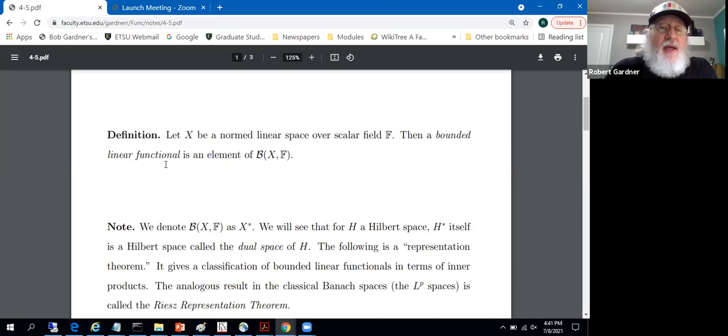But to formally define a bounded linear functional, for X a normed linear space with scalar field F, a bounded linear functional is a bounded linear operator where the output is the normed linear space, the scalar field. So we'd have to have something like absolute value on the scalar field, and we'd likely take the scalar field to be the real or the complex numbers.